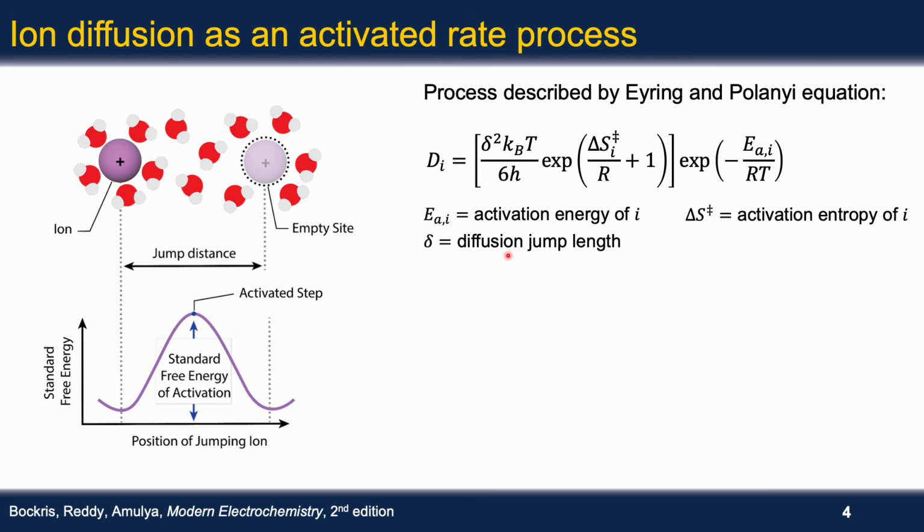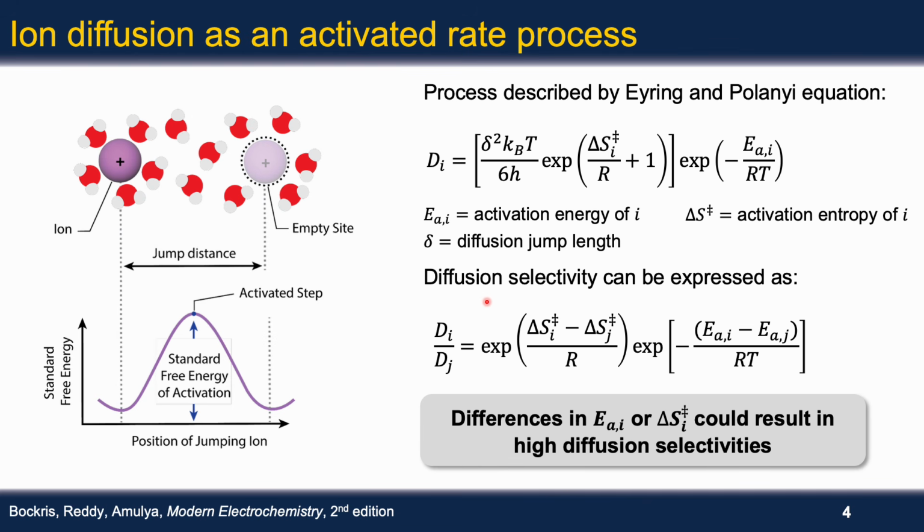Nevertheless, we can use the Eyring-Polanyi equation to rewrite the diffusion selectivity term from the previous slide and show that large differences in activation entropies or activation energies can lead to high diffusion selectivities. The main challenge is we don't really understand how the polymer impacts these parameters, and so the main goal of this study was to shed some light on this phenomenon.